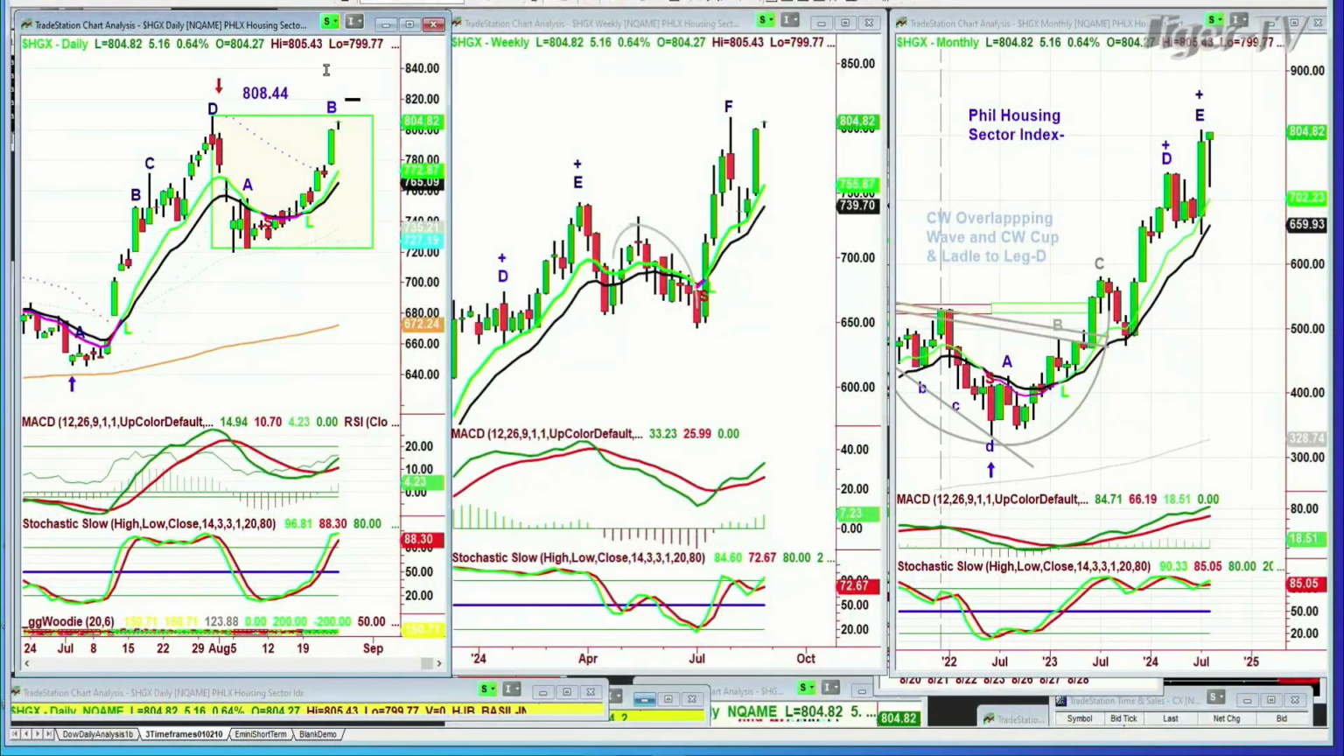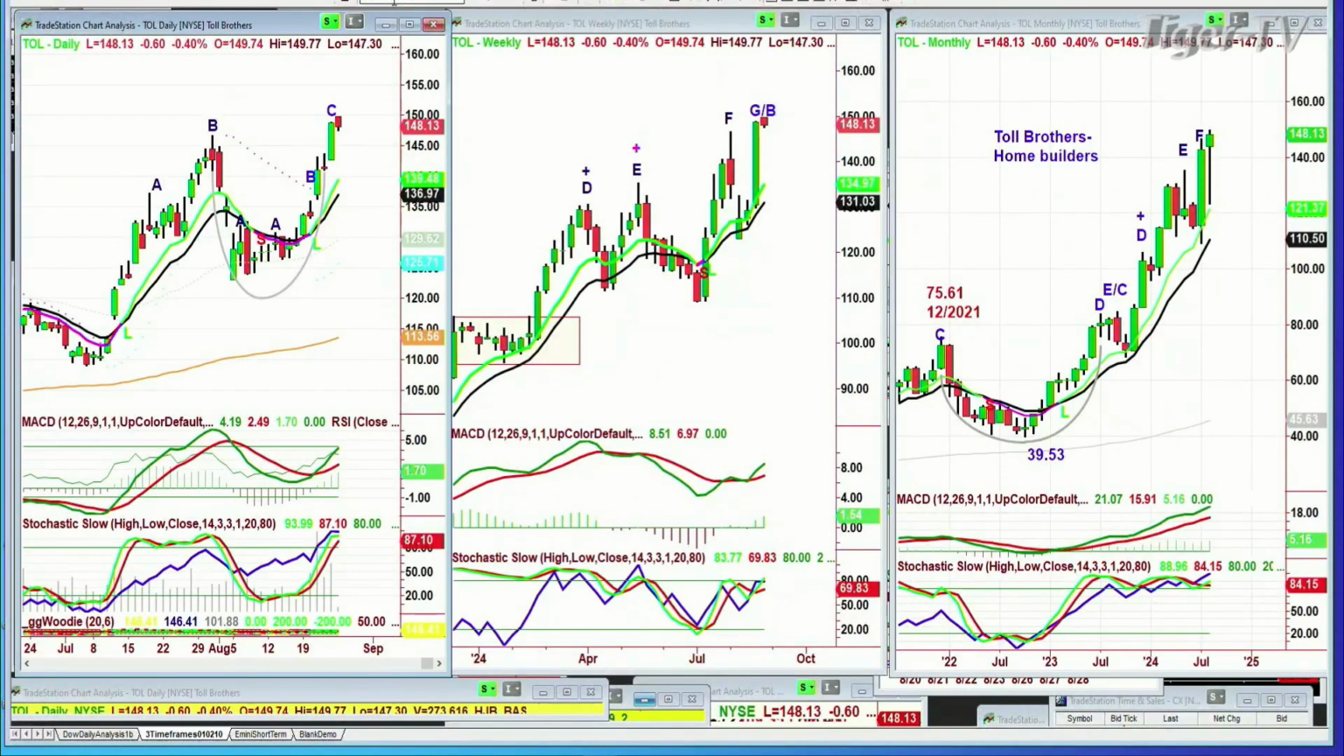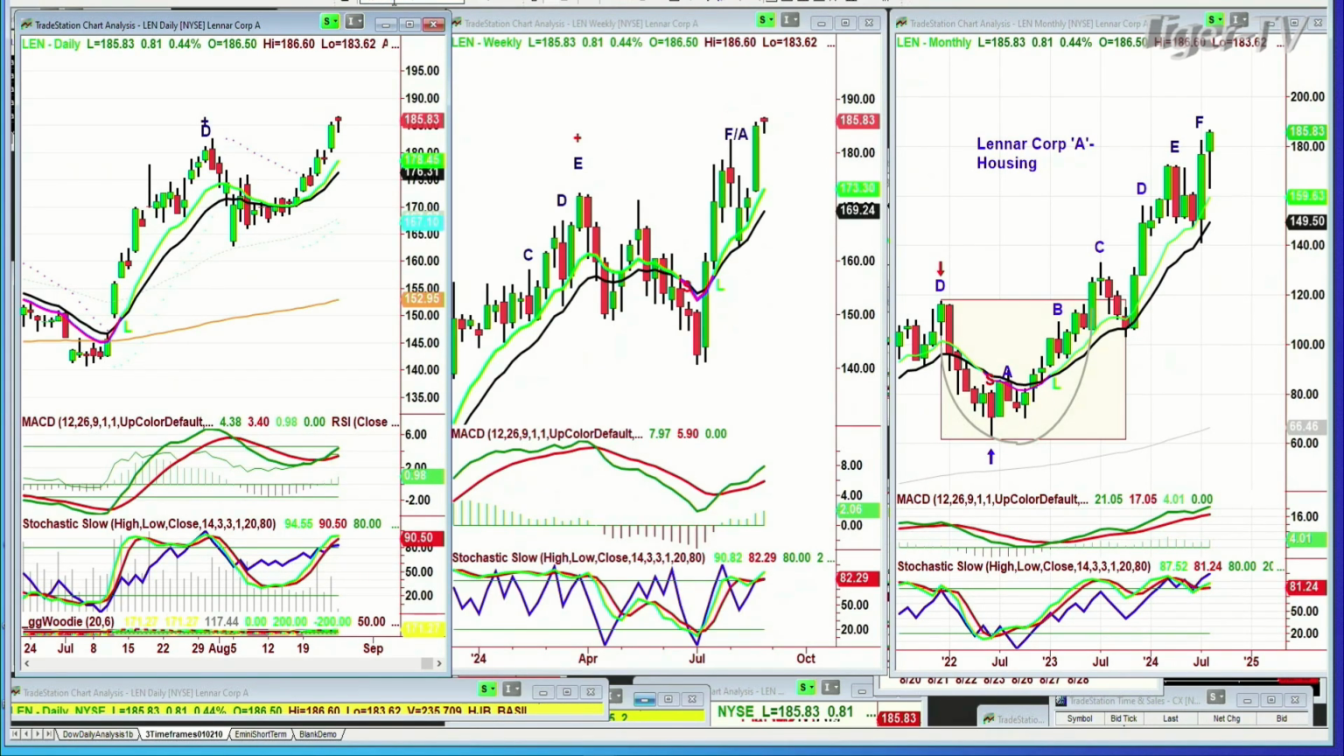This is outstanding action, especially when you think that this is an area that should be having a tough time. It's not. Look, Toll Brothers is at an all-time high right now at 148.03. Lennar is trading right now at an all-time high at 185.83. Both of these are saying, yep, probably a leg B in the weekly charts. Oh my, that is bullish, isn't it?